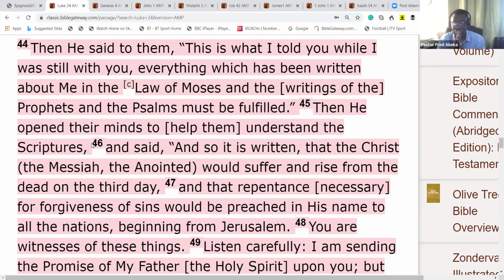The eleven were locked in a room. He walked through the doors because he now had a glorified body, the same body you and I will receive on his return, according to Romans chapter 8. He walked through doors without damaging the door.